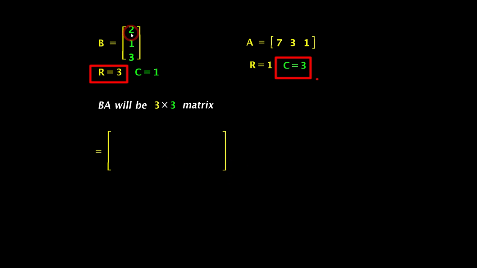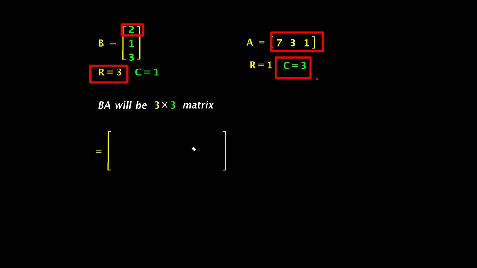Now, this 2 will get multiplied with all these 3 numbers. And all these 3 numbers are going to be the top 3 numbers. So it's row 1, and we have 3 columns. So we have to make sure that we get those 3 columns. And the top row is decided by the 2. 2 is the deciding factor of the row 1. And all these 3 columns will be changed by 2 times 7, 2 times 3, 2 times 1.